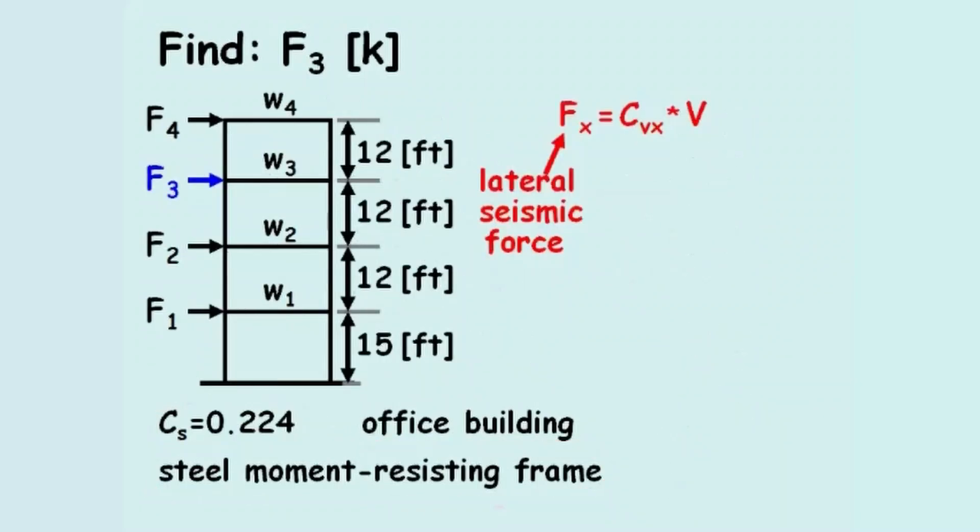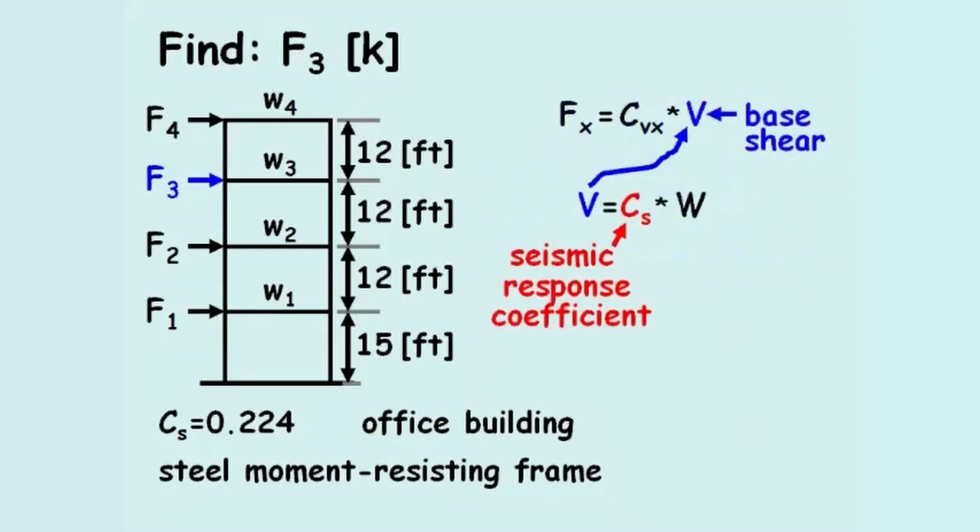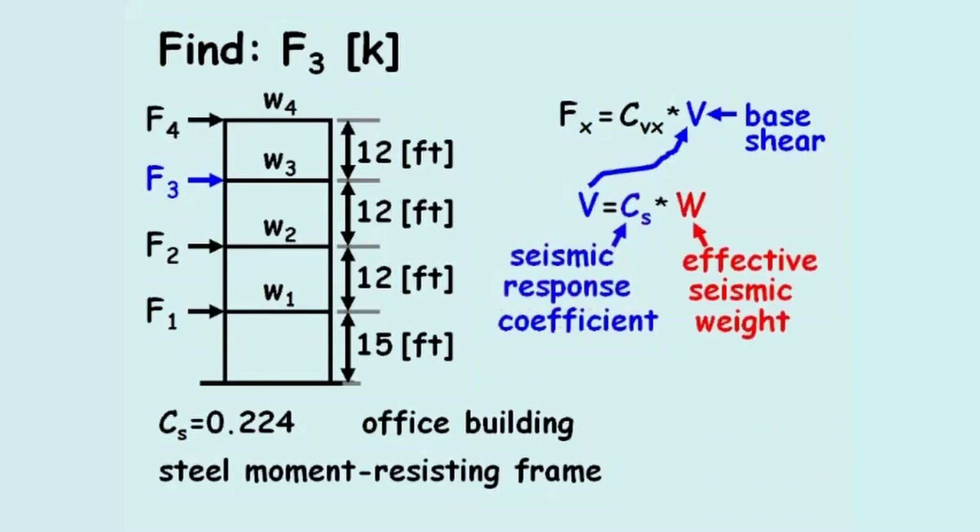The lateral seismic force of a floor equals the vertical distribution factor, CVx, times the seismic base shear, V. We'll first compute the seismic base shear by multiplying the seismic response coefficient, CS, by the effective seismic weight, W. The problem states the seismic response coefficient equals 0.224.